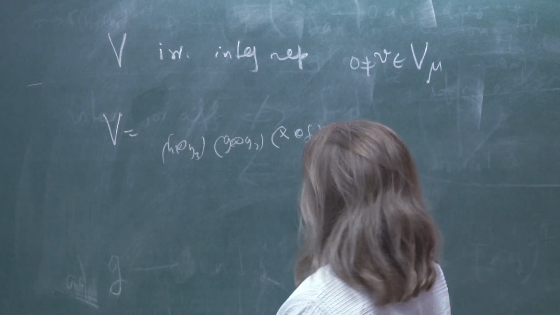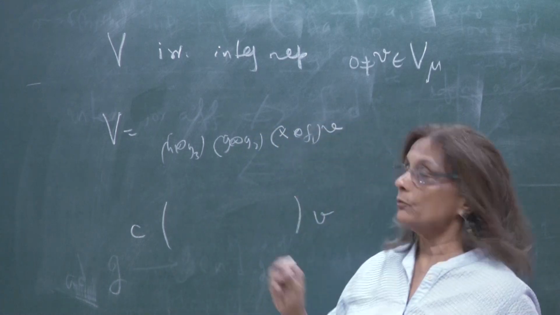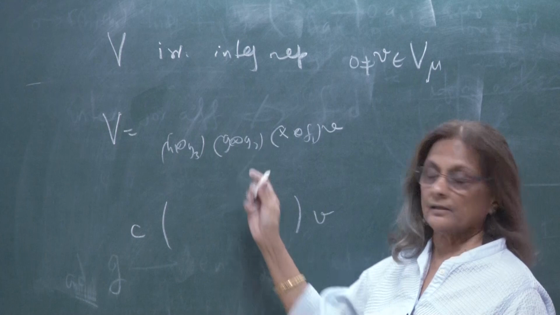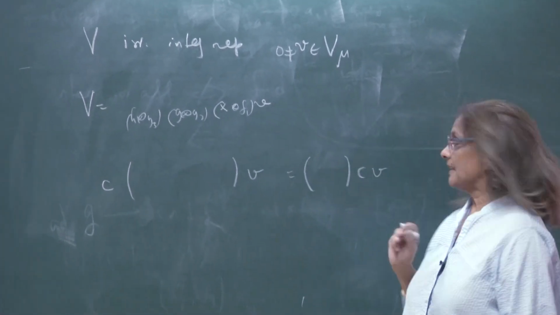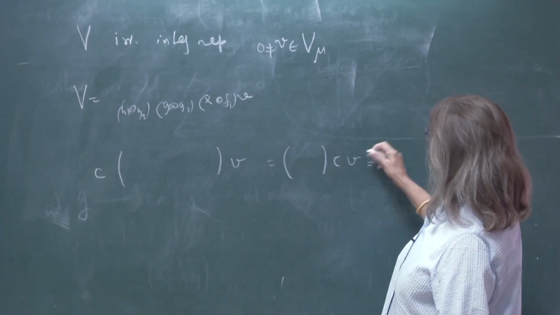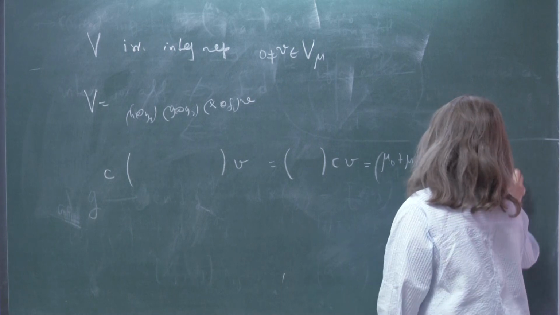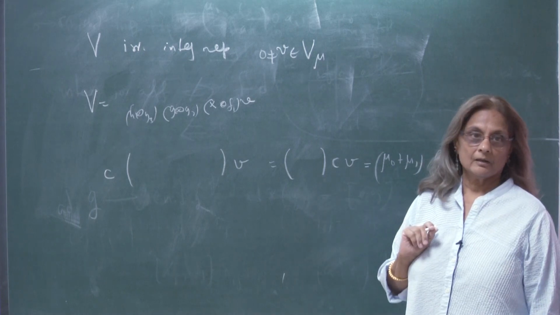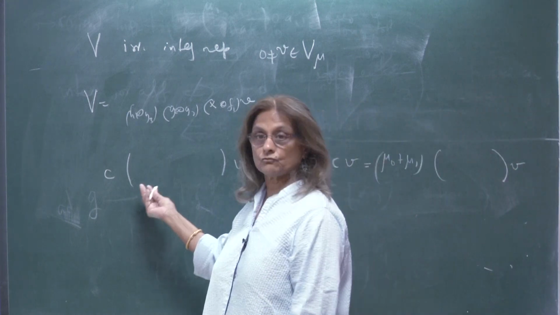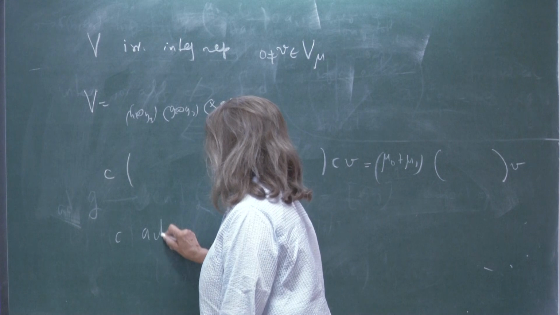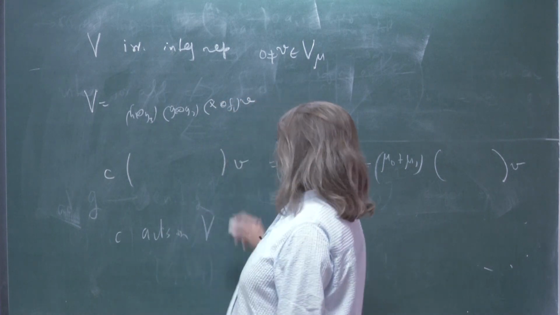Now if you calculate C on this element, what does it do? Well, C just commutes with all these things. So it goes over and you get C on V. And the C on V we knew was just mu naught plus mu 1. So how do you summarize this? What you've proved is that C acts on this irreducible V, and this is Schur's lemma, by a scalar multiple of the identity because it's irreducible.